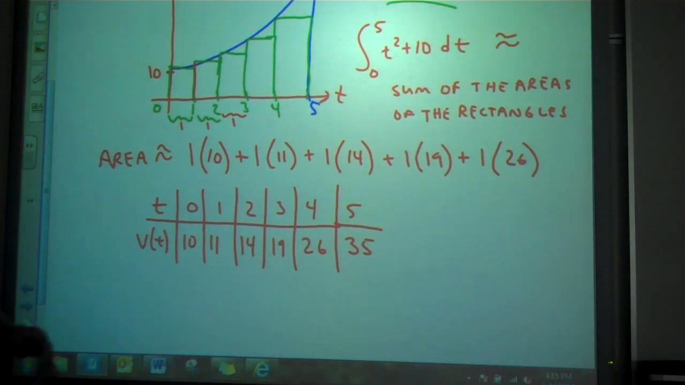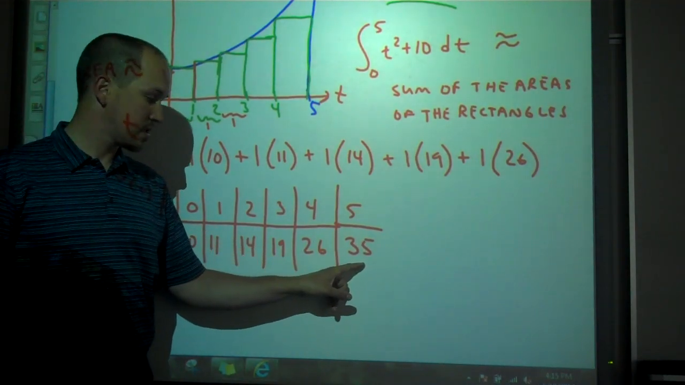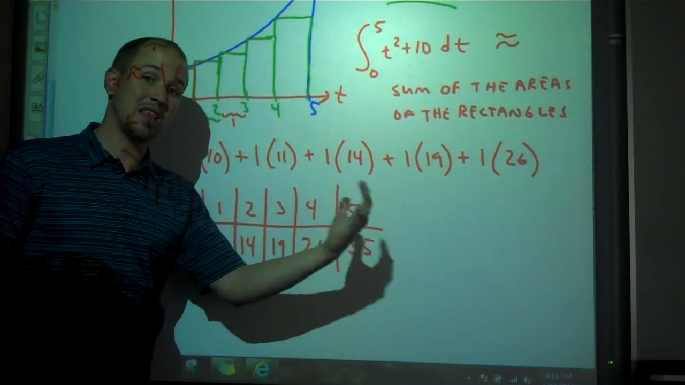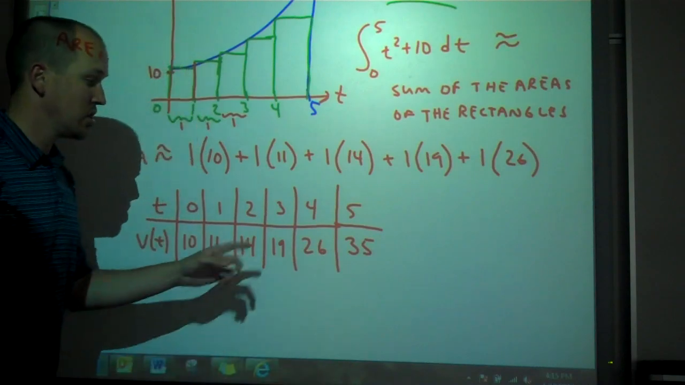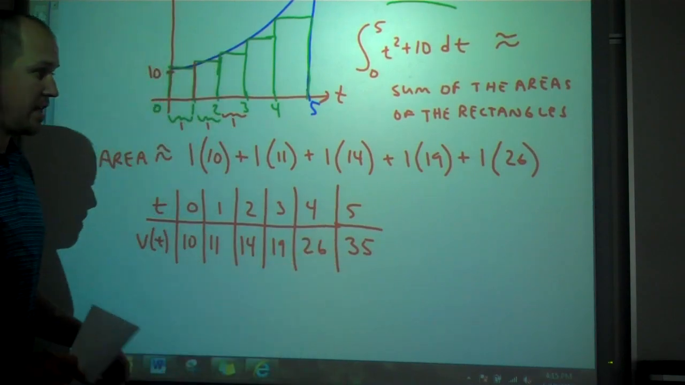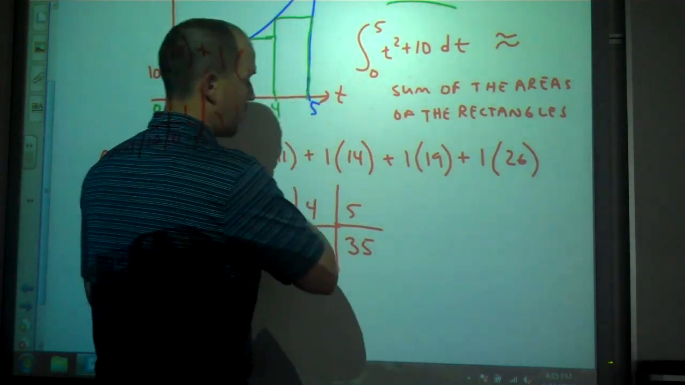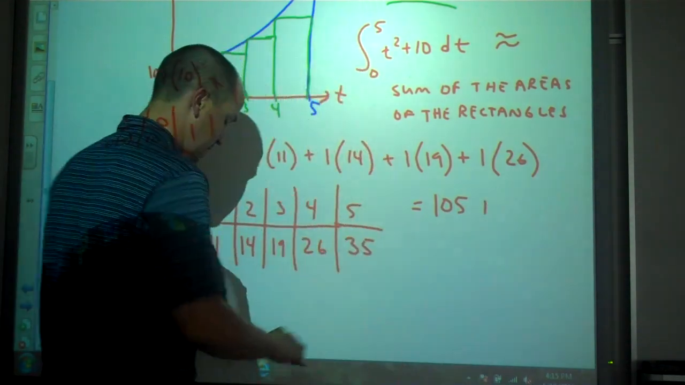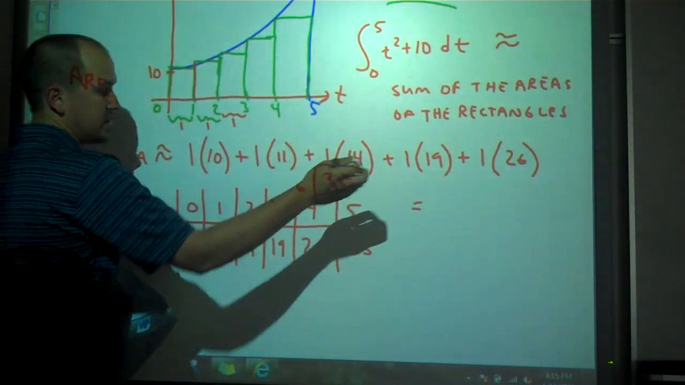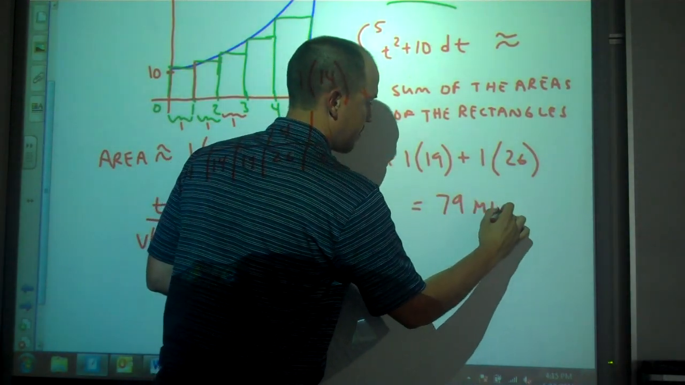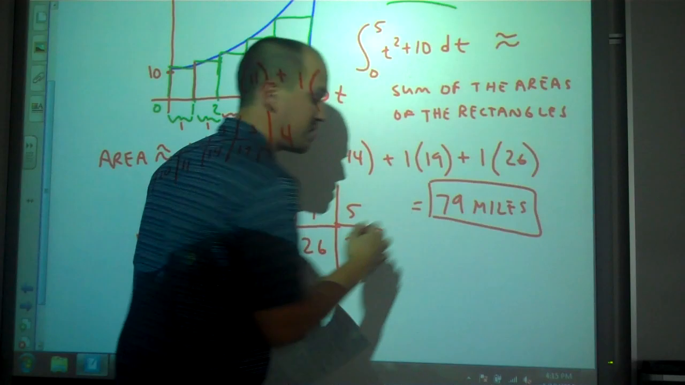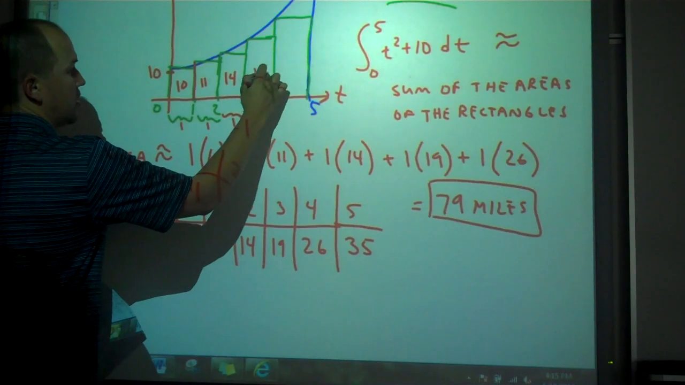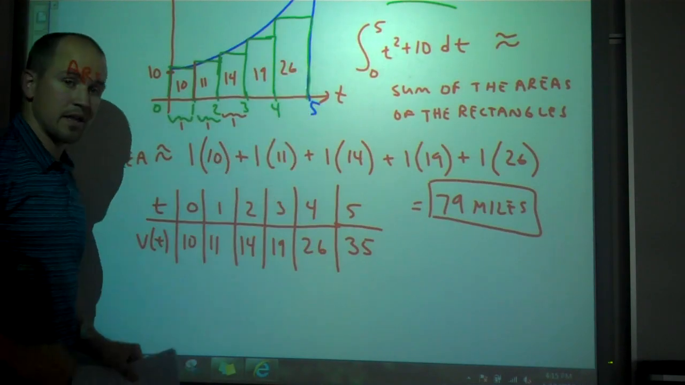Now notice, first of all, that I never used this last height because I never made a rectangle with that height, because I was always using the left ends of each interval for the height, so I never used that last height. All right, so when I add all these up, it equals 79, I'm sorry. If you add these up, you get 79 miles. So that's my approximation. So this area is 10, 11, 14, 19, and 26. I add them up, I get my estimation.